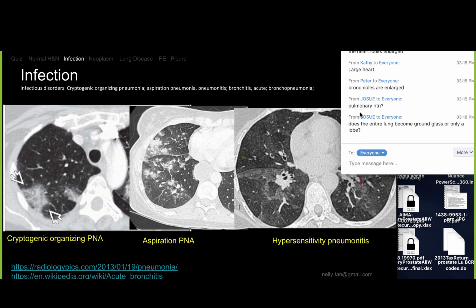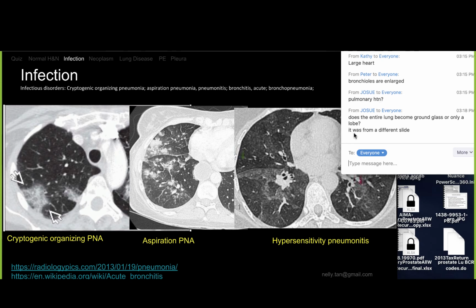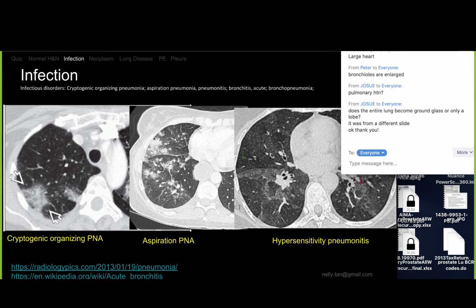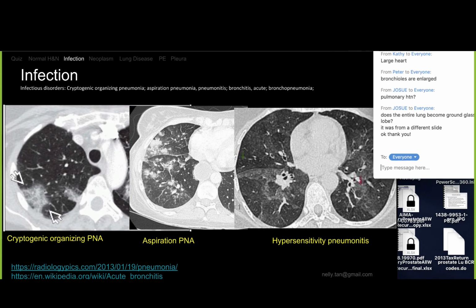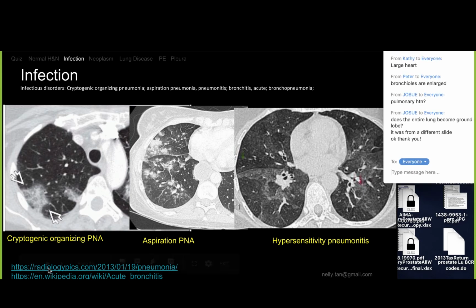So pulmonary hypertension. Sorry, can you, Josu, I forget what the pulmonary hypertension was referring to. And then the second question was, does the entire lung become ground glass or only a lobe? The entire lung becomes ground glass, typically with hypersensitivity HP, because the antigen is being exposed to the entire lung. Okay.